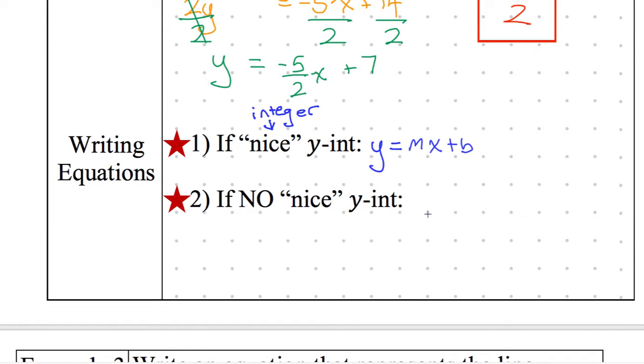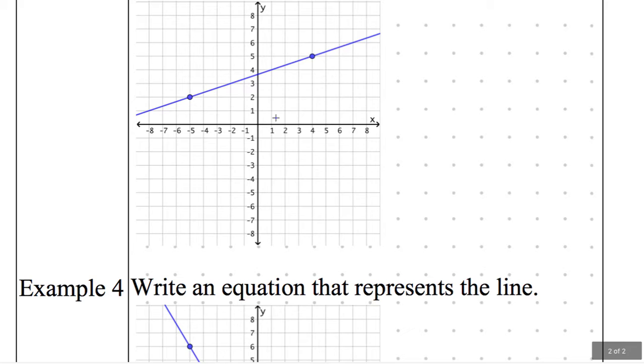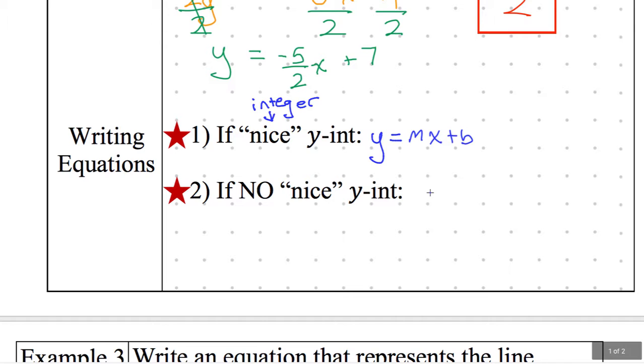But this one is when you don't have a y-intercept, or you don't have a nice y-intercept. And here's a good picture. See, in this example, it doesn't go through 3 and it doesn't go through 4. It goes in between 3 and 4, and I'm not exactly sure where that is. This one does not have a nice y-intercept. So if I do this form, I'm going to do point-slope form. Point-slope form looks like what? Does anyone remember the equation for point-slope form?